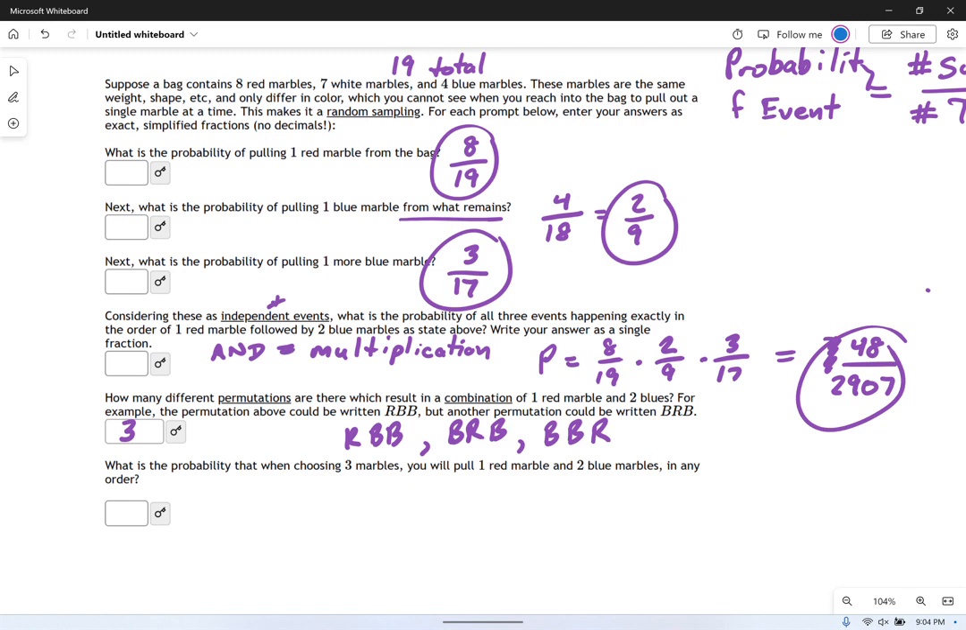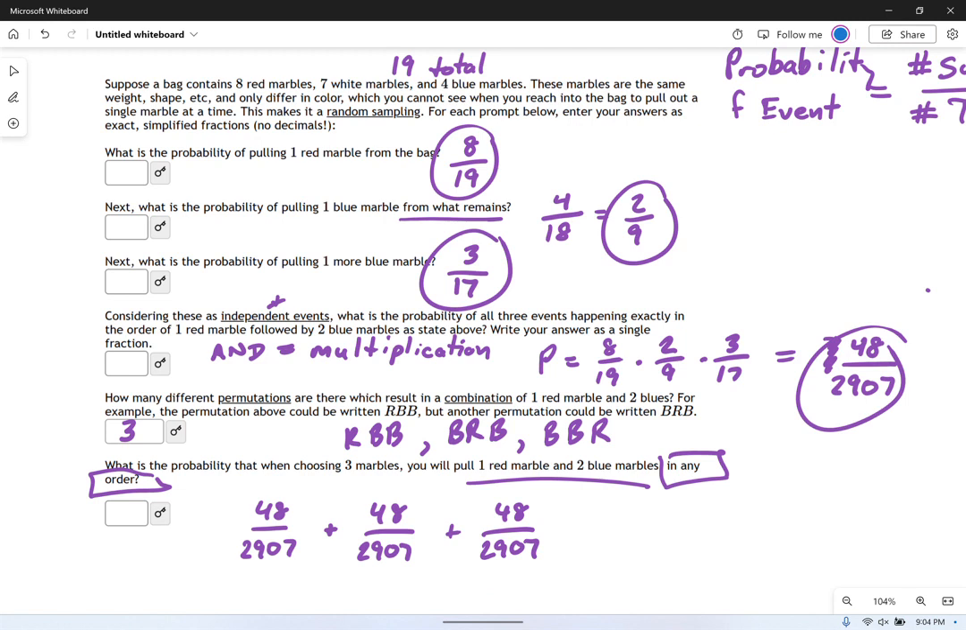So what's the probability of pulling 1 red marble and 2 blue marbles in any order? This is key, this phrase right here, in any order. What we're going to do is then add up these 3 probabilities. We're going to say 48 over 2907. That's the first one. Plus 48 over 2907. That's the probability of blue, red, blue. And then plus the probability 48 over 2907. That's the third way you could have done this. You add all of those up, and that is what goes right here. That's the probability of 1 red and 2 blues when you don't care about the order, and any one of these 3 was acceptable.